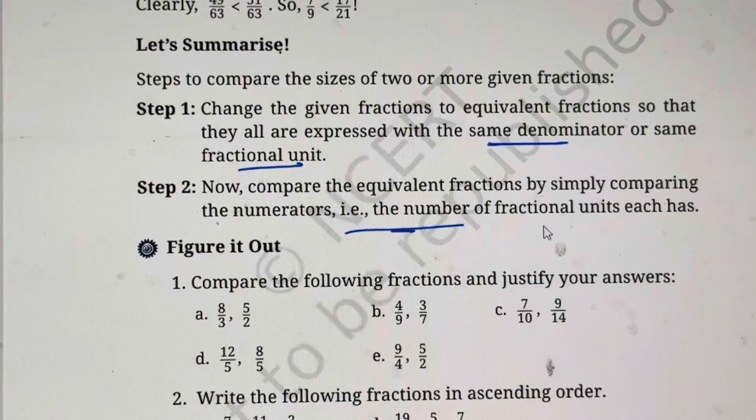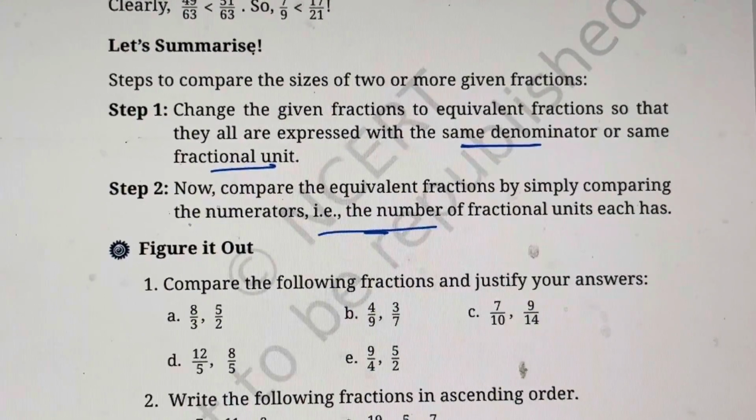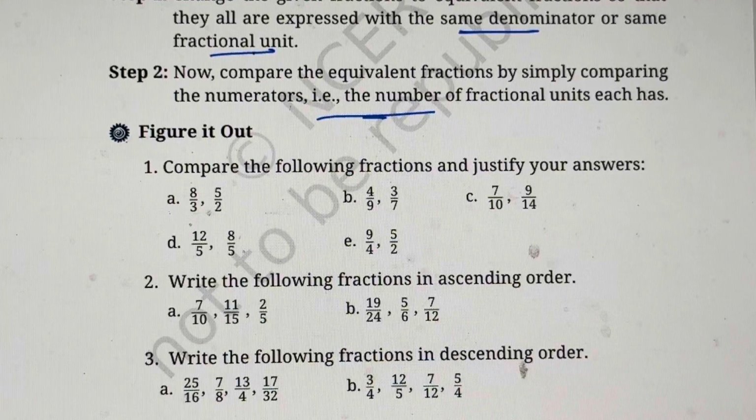So now with this knowledge, there are some questions given. There is a Figure it Out exercise given. We will solve this Figure it Out one by one. There are 3 questions. One is to compare the fractions, okay? And then there is one, find out the ascending and the descending order. For all, the steps remain the same. First, you need to make equivalent or like fractions. You need to find out that. Okay, so let us now solve the Figure it Out exercise.